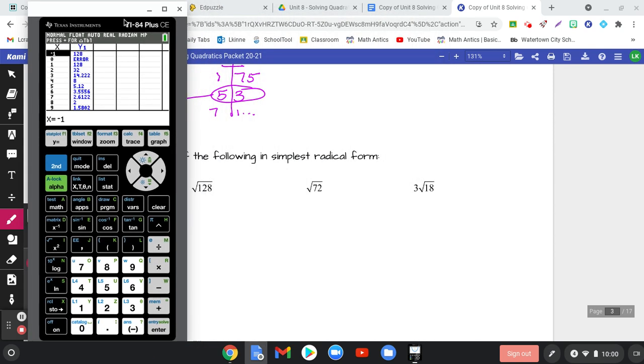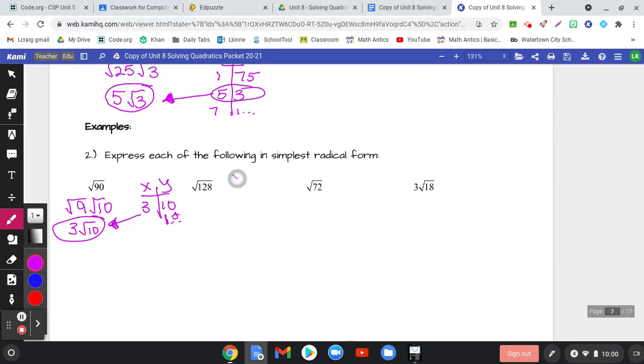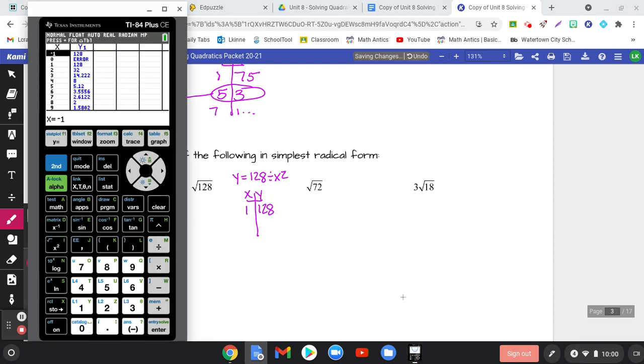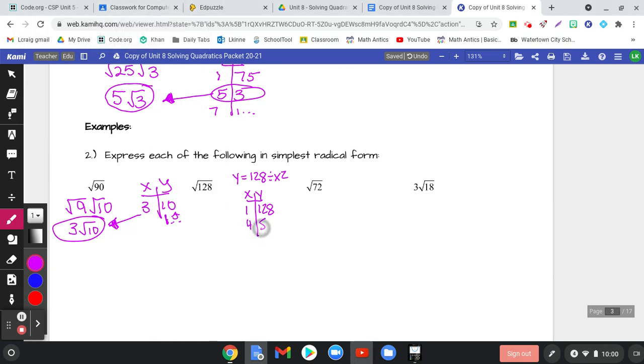Again, I'm going to copy that down just so you have it. So we went to y equals 128 divided by x squared. And then in our table, we saw 128. Let's see what else we had. 4, 8, 8, 2. No, you don't have to show all this work each time, but I just want it there for you. So you go back up until you hit your first set of whole numbers. So your answer would be 8 radical 2.